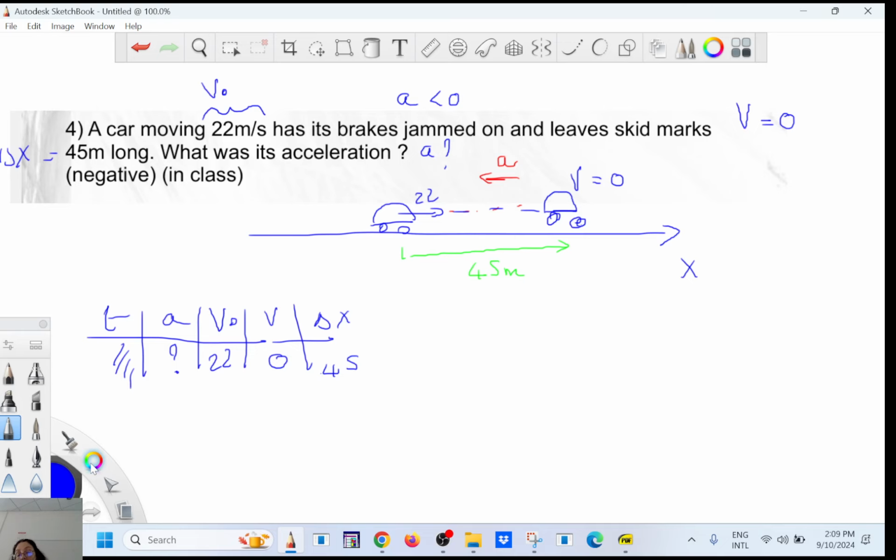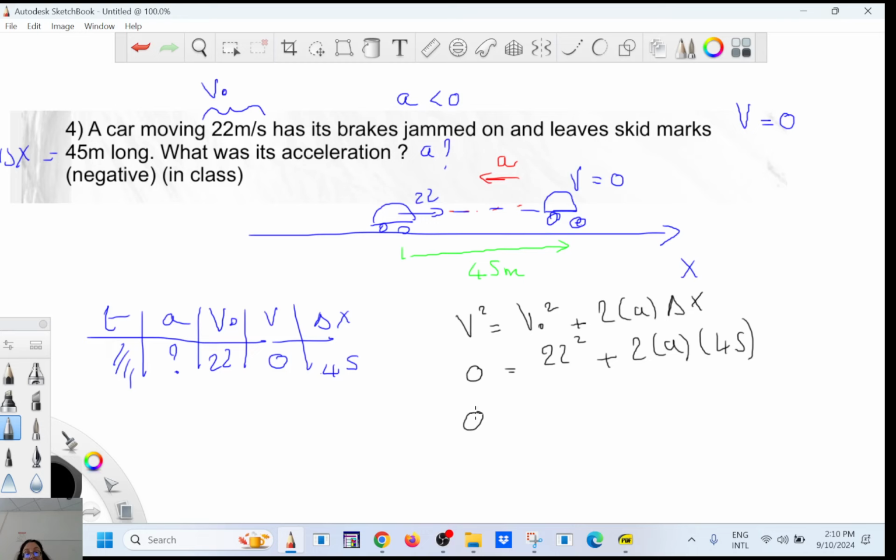Okay, so which equation do you want to use? Right, correct. Do you agree? Yeah. So final is 0. Initial is 22 squared plus 2 times the acceleration and 45 meters. Okay? And physics stops, algebra takes over, which is good if you are taking the MCAT. It's heavy in algebra.